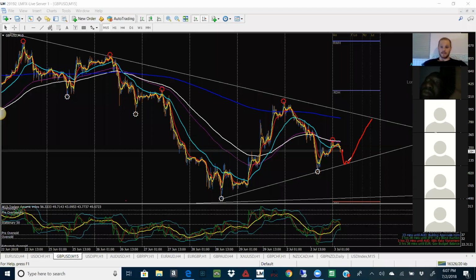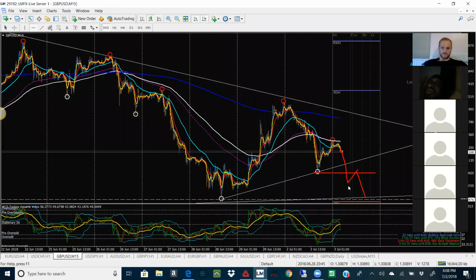So you're either going to look for this, right, bounce off the trend line and back up, or break the trend line, retest the trend line, or retest the low, continuation down to the recent low here. Right there. Right. So a couple things.